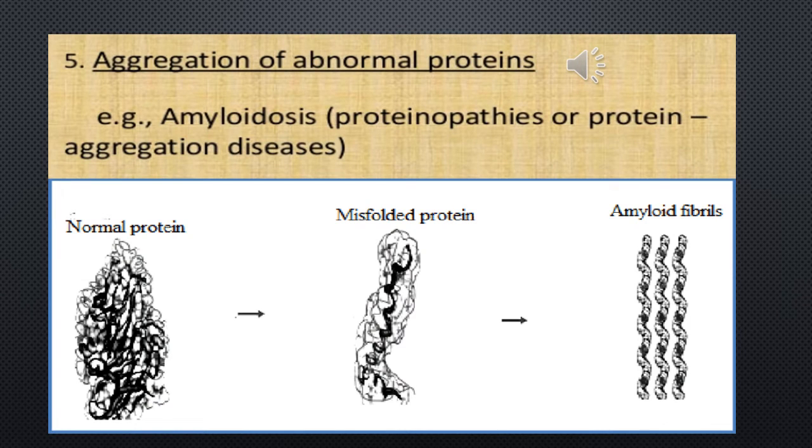Another important mode of accumulation of protein is proteinopathies or protein aggregation diseases. For example, in amyloidosis, misfolding of proteins happens during formation of proteins. These misfolded proteins get accumulated in the cell and extracellular spaces. It was an example of aggregation and accumulation of abnormal proteins.